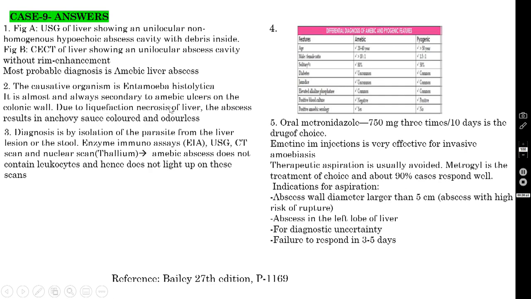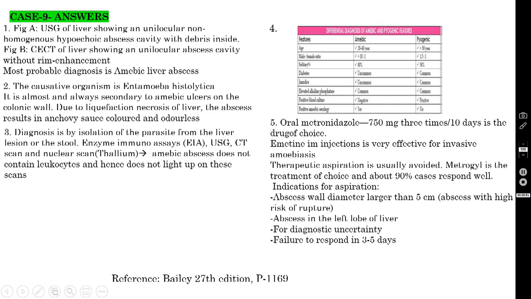Due to liquefaction necrosis of the liver, the abscess results in what is called onchocerciasis. Diagnosis is by isolation of the parasite from the liver lesion or the stool. Enzyme immunoassay (EIA), ultrasound, CT scan, and nuclear scan (thallium), all these can be done. Amoebic abscess does not contain leukocytes and hence it won't light up in the thallium nuclear scan.